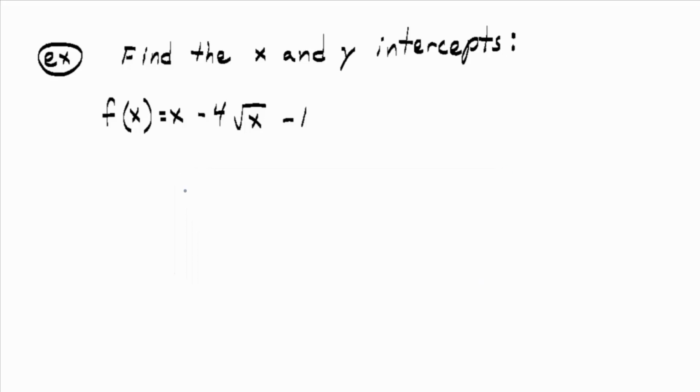How do you find the y-intercept? No matter what the function is, you find the y-intercept the same way. Remember, the y-intercept is the point where the graph would cross the y-axis. And what's the x value where any graph crosses the y-axis? What's the x value of that point? 0.